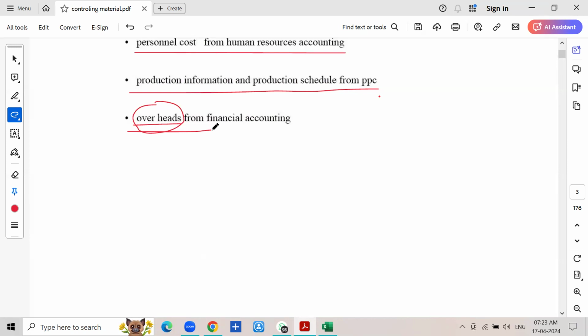That's why most trainers touch only the basics of controlling. They complete the entire controlling training in a maximum of one week to 10 days. But in our class, it is going to take 45 to 50 hours.